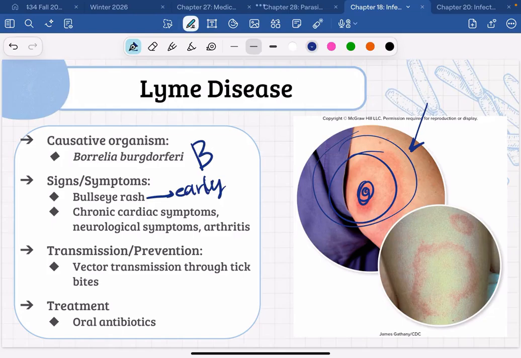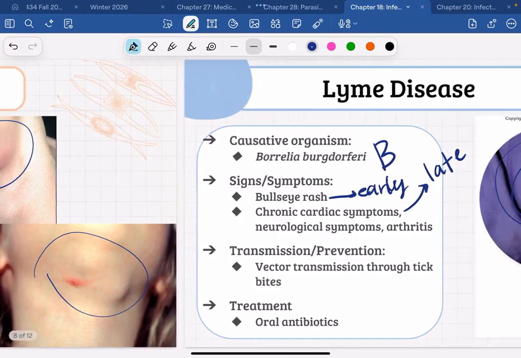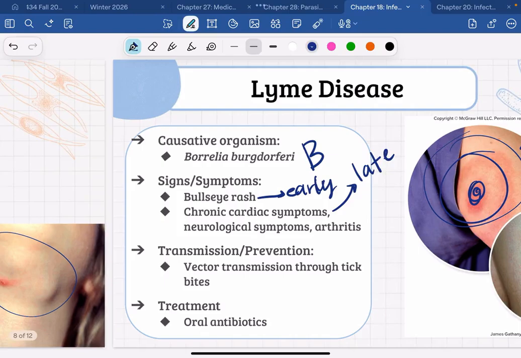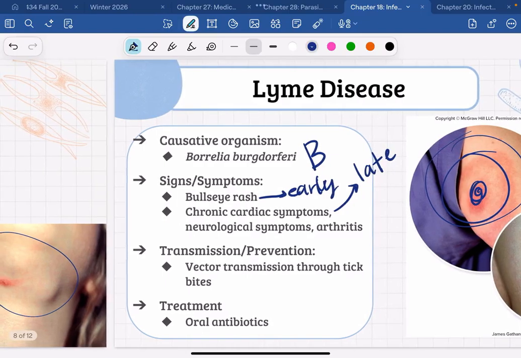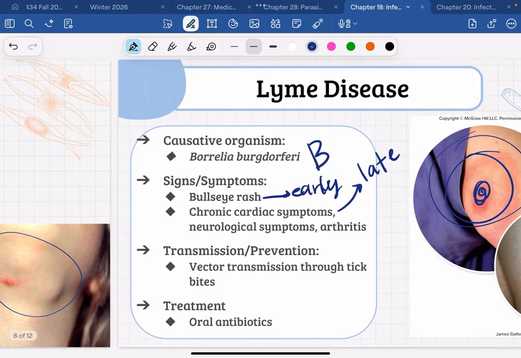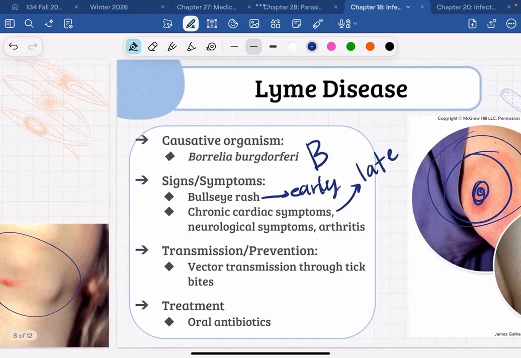Now, the late symptoms of Lyme disease. So the early symptoms can be a bullseye rash and then some non-specific flu-like symptoms. Late stages of Lyme disease. So the thing about Borrelia is that it gets into your body and it will divide and multiply for months. It's a very slow progressing disease, and it can take months and months to experience any kind of symptoms.